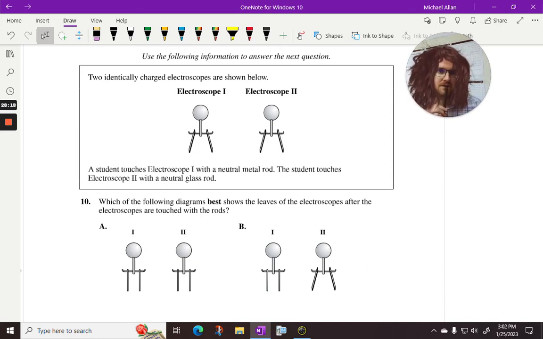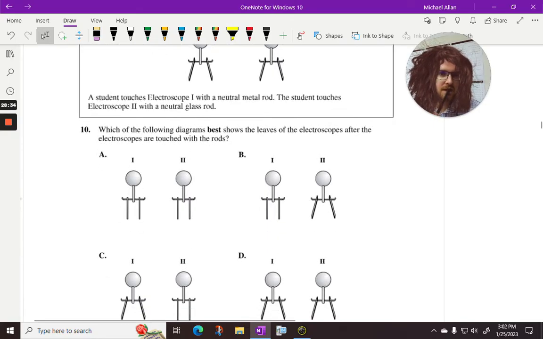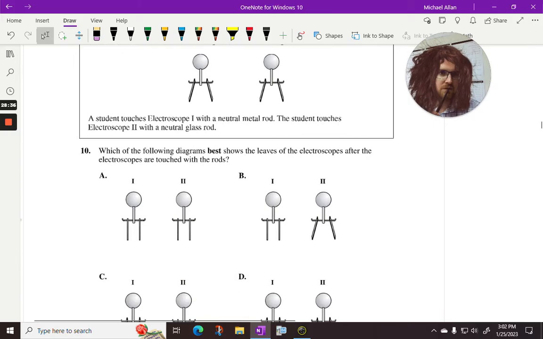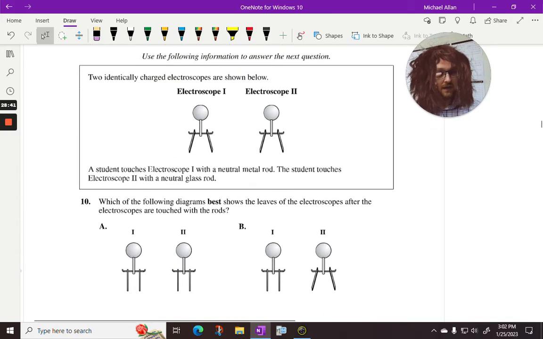So we've got electroscope 1 touched by a neutral metal rod, and a student touches the other one with a glass rod. Now they want to know what happens to each one. These look like they're charged right now, identically charged, so either both negative or both positive. I don't know which, but they are charged. Let's just assume they're negative. So we've got some negatives on both of these now.